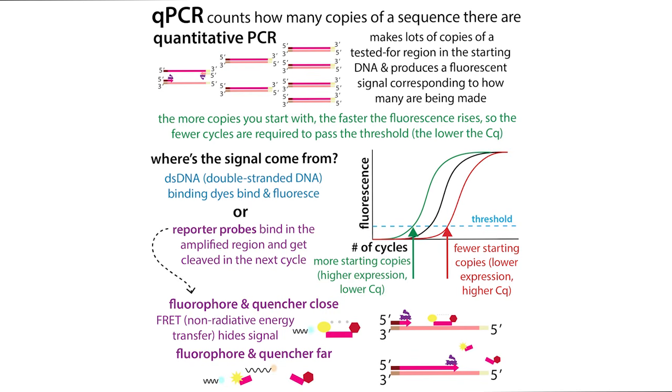And so by then measuring the copies that get made, such as with fluorescent dyes, you can see how much was there originally, based on how long it took, how many cycles it took for you to get to a high level.